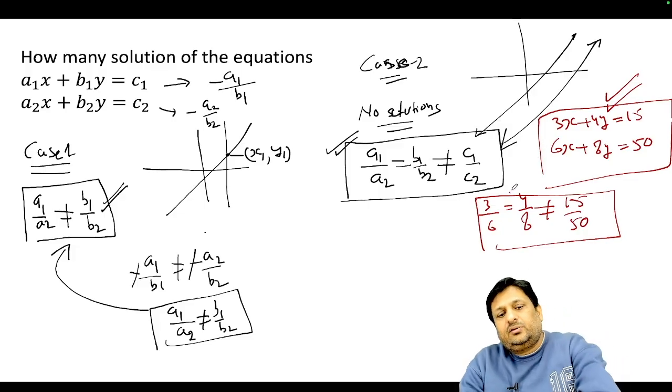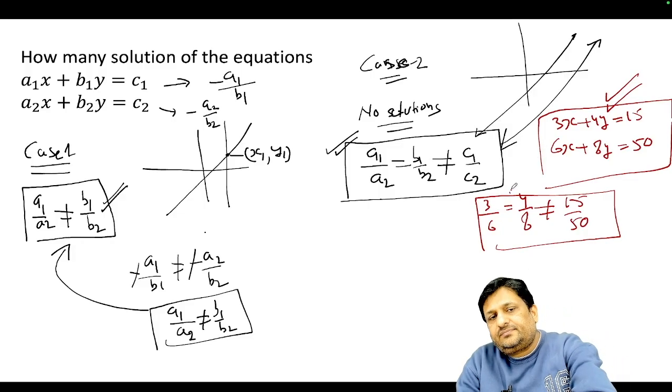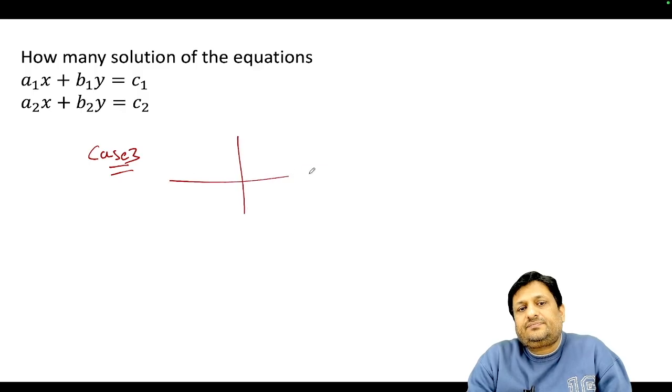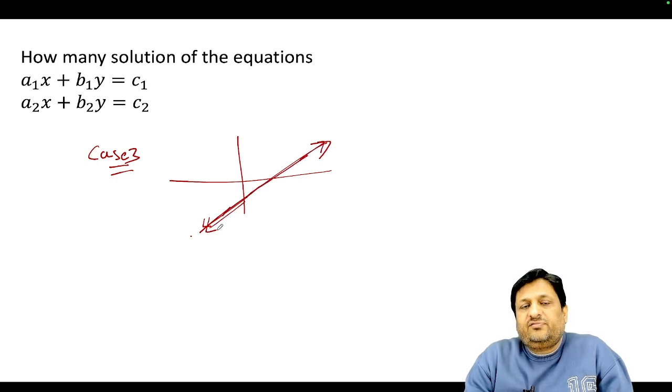Great. Now there can be case 3 as well. Case 3 is if these two lines become one, or they overlap each other, or they coincide with each other, actually, then we say the system has infinitely many solutions.